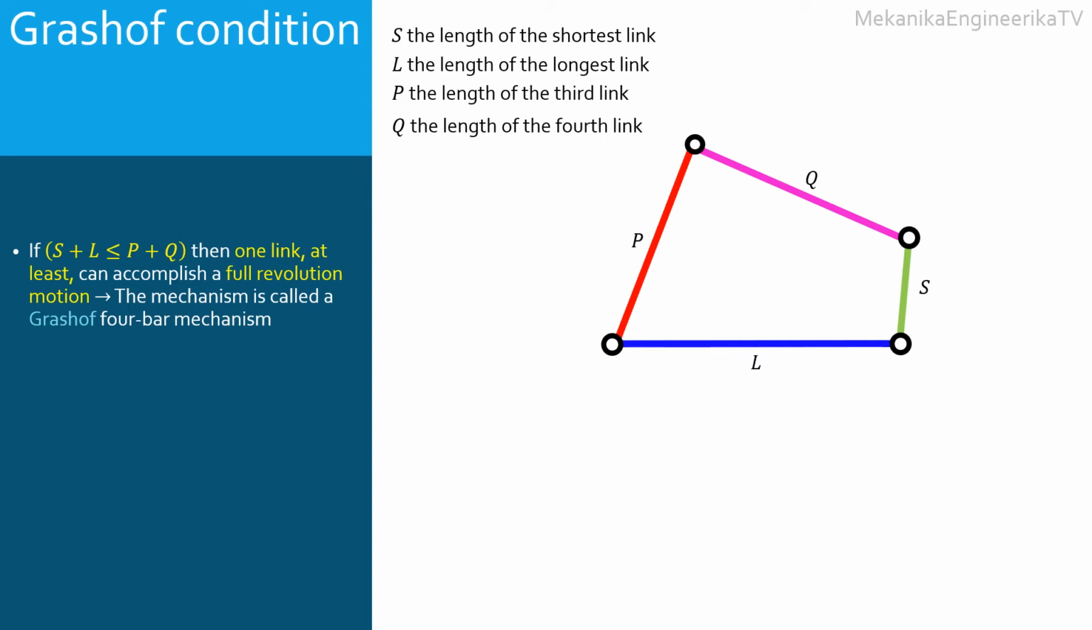If S plus L is lower or equal to P plus Q, then at least one bar has no angle limitation. It is at least one bar, it can be two bars or all three rotating bars. In this case, the mechanism is called a Grashof 4-bar or a Grashof mechanism. A Grashof 4-bar mechanism has 1, 2, or 3 links that can accomplish full 360-degree rotation.